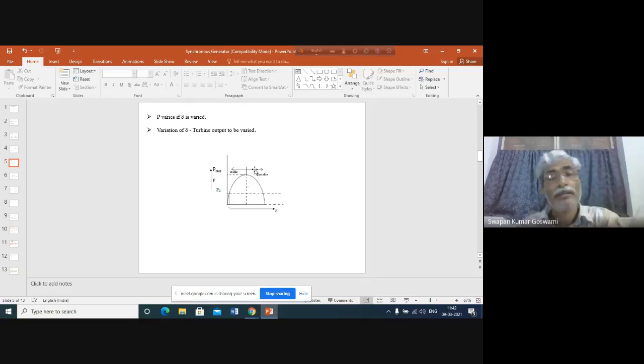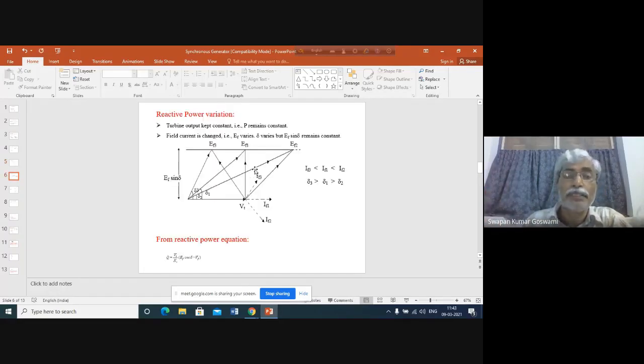Okay, so I think it is clear why, and how, the active power output of the generator may be controlled, and how much you can vary the active power output. That also has been explained here. Now let us come to the reactive power variation. How reactive power may be varied.